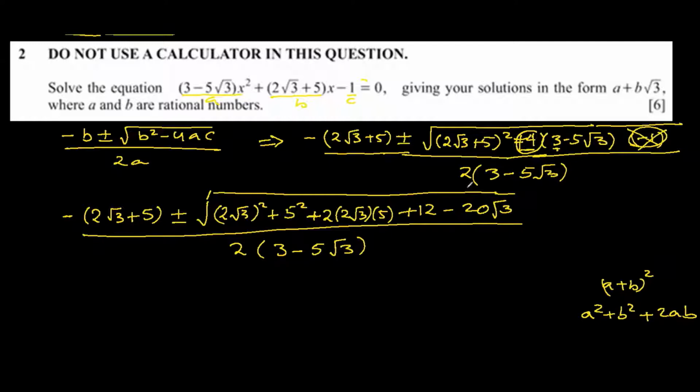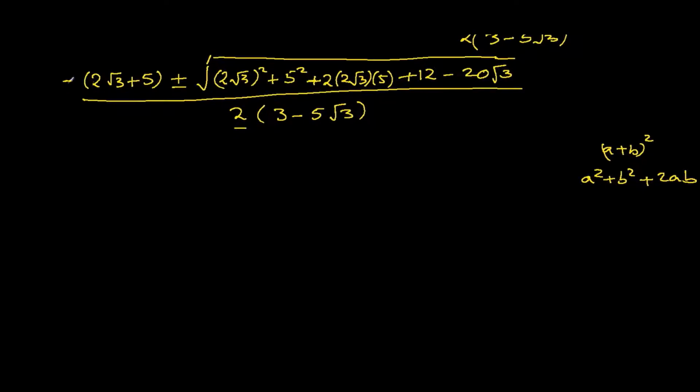Now look here, I did not open this one, 2 times 3 minus 5 square root. I did not open this because this 2 surely is going to get cancelled out. That is my experience, and this happens most of the times. So let's not open it. Never open the denominator. Okay. So let's keep it still inside bracket. 2 square root 3 plus 5 plus minus square root.